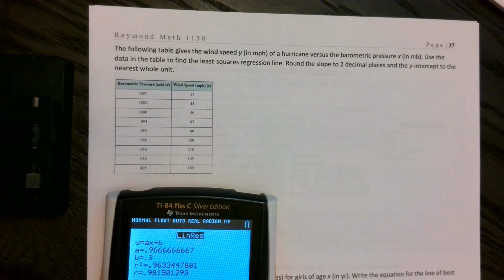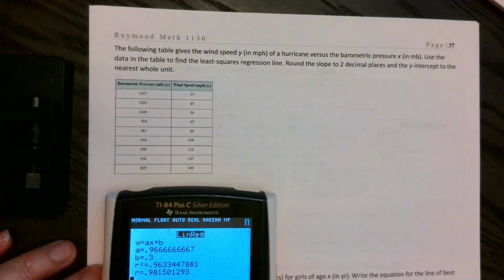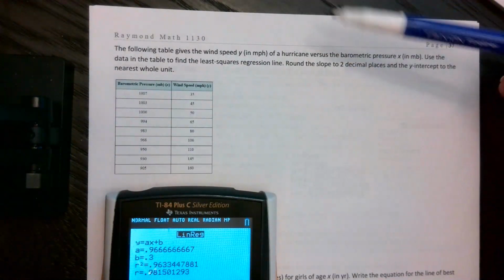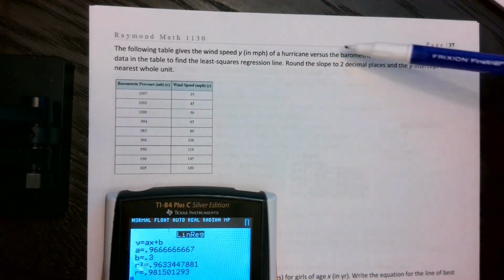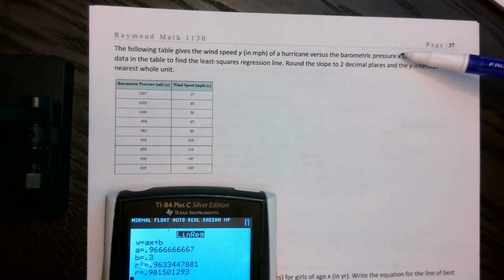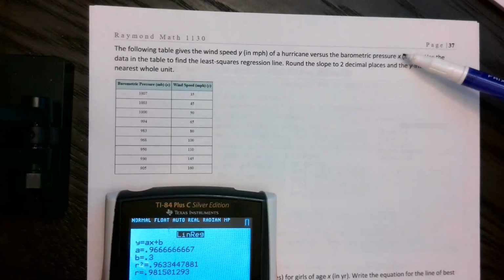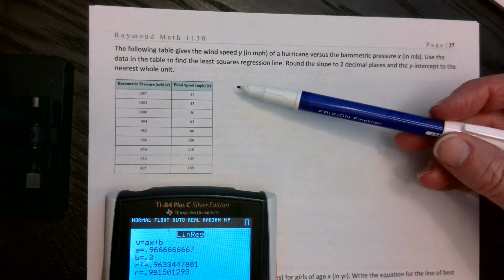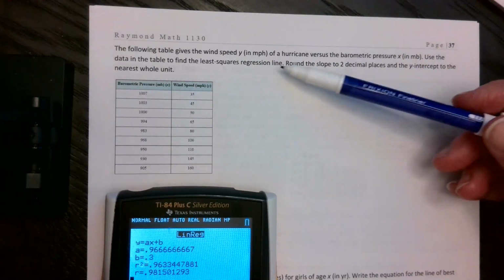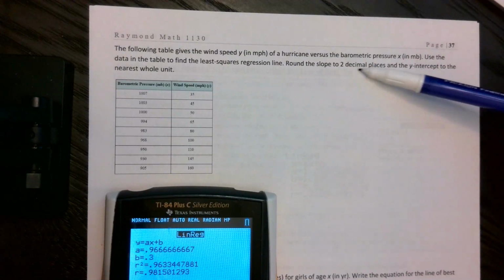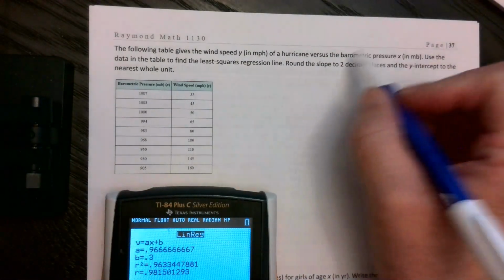I don't know why. Okay, the following table gives you the wind speed of a hurricane versus the barometric pressure. The wind speed is Y, the pressure is X. Use the data in the table to find the least squares regression. Round the slope to 2 decimal places.